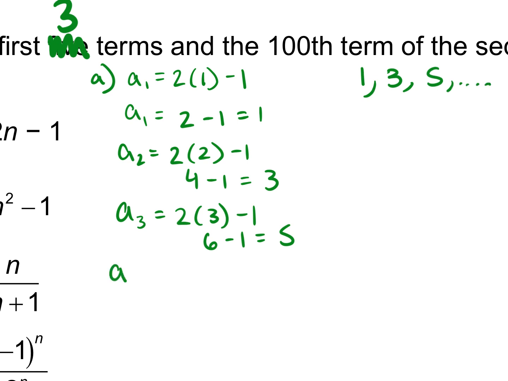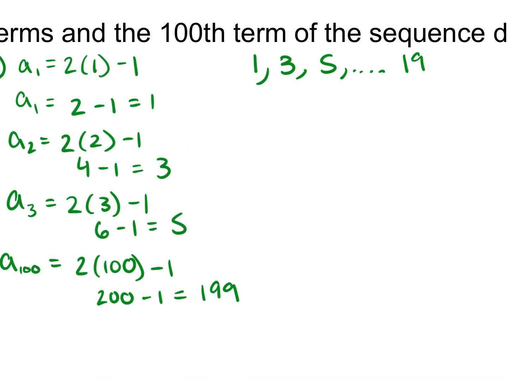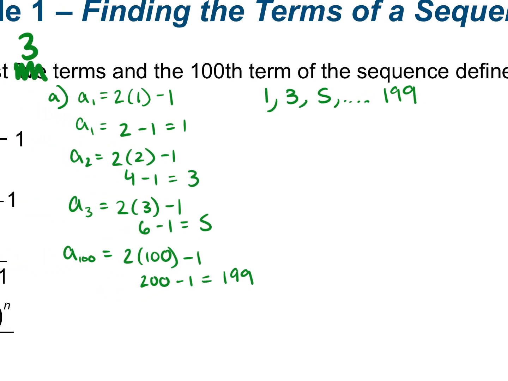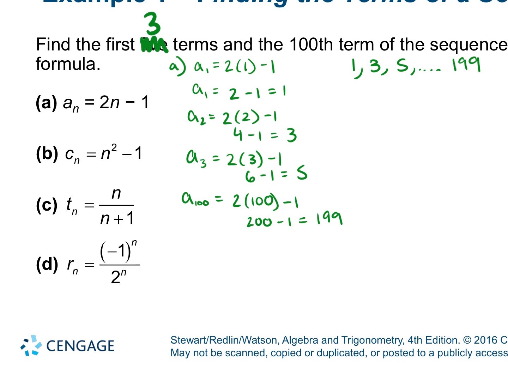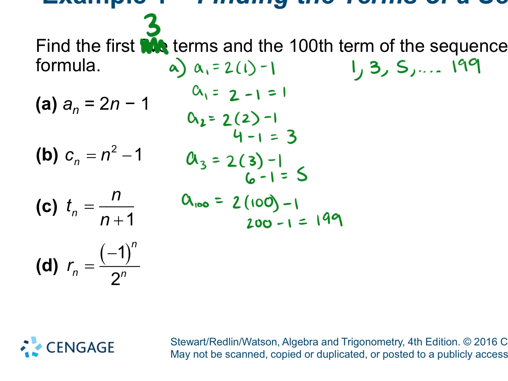Now let's find the 100th term. What do you think we plug in to find the 100th term? 100. So 2 times 100 minus 1. 2 times 100 would be 200. And 200 minus 1 is 199.